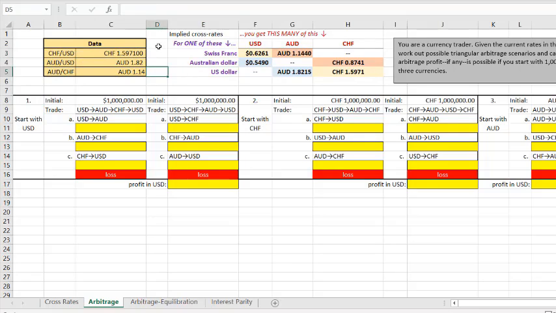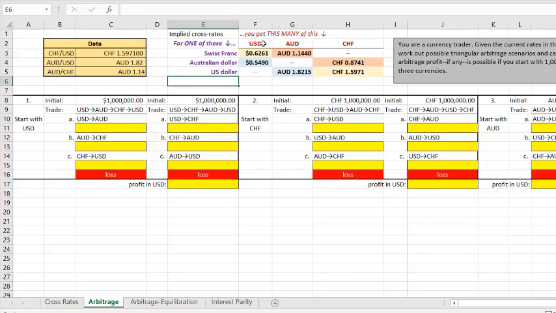So you might recall from the lecture, this was a few weeks ago now, this was a triangular arbitrage situation. So here's our scenario. It says you are a currency trader. Given the current rates in the top left table, so that's the data right up here, work out possible triangular arbitrage scenarios and calculate what arbitrage profit, if any, is possible if you start with 1 million units of any of the 3 currencies. Now, this will be pretty straightforward as long as you follow along.